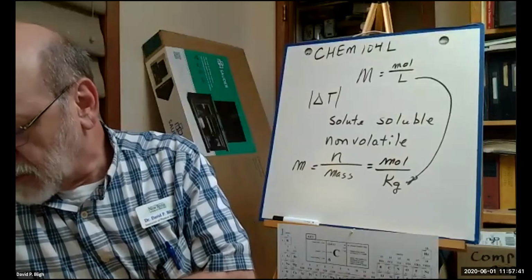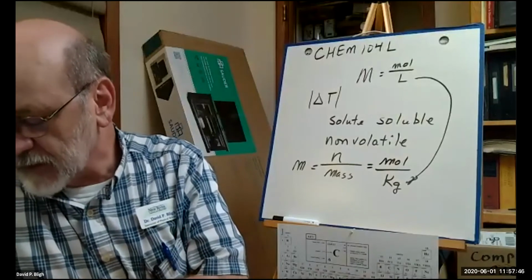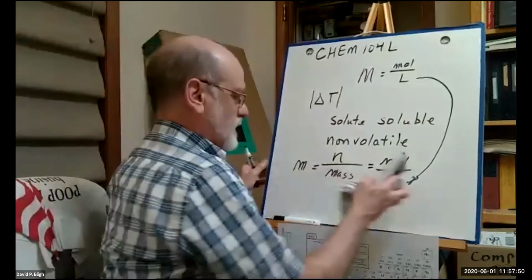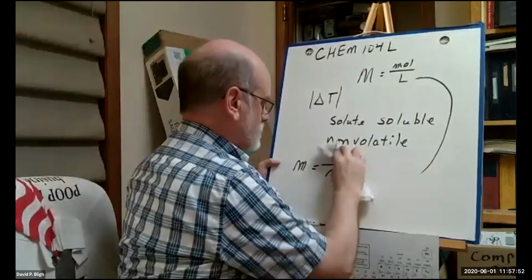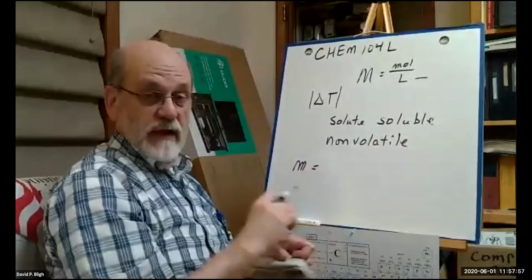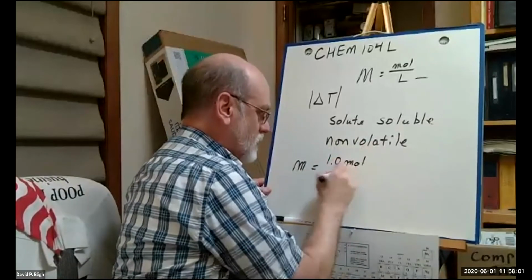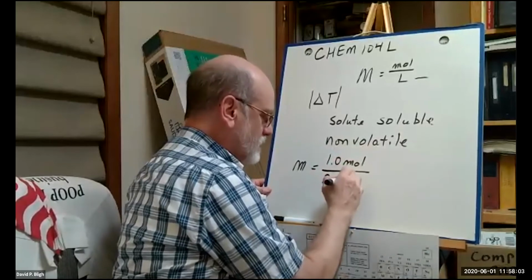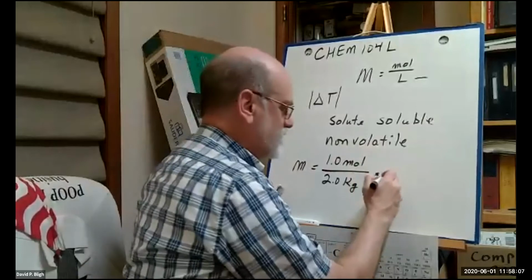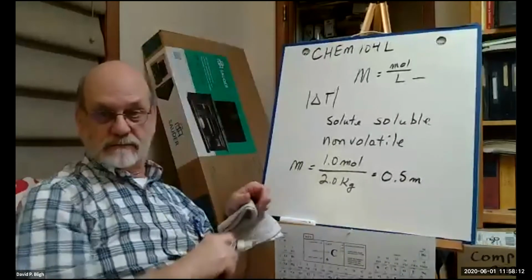Let's see, what else? What's the molality of a solution that contains 1 mole of non-volatile solute dissolved in 2 kilograms of solvent? There's our definition. Right. It said it has 1 mole of solute and 2 kilograms of solvent. Easy, 0.5 molal. Okay.